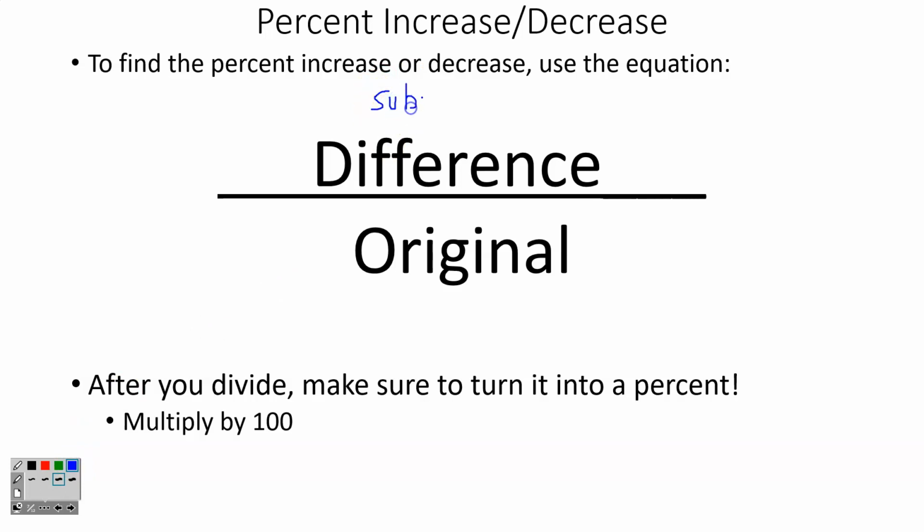So I'm just going to write up here, subtract. So I'm going to be subtracting numbers and then dividing by the original number. Now when I do that, I need to also make sure that I turn it into a percent by multiplying by 100.